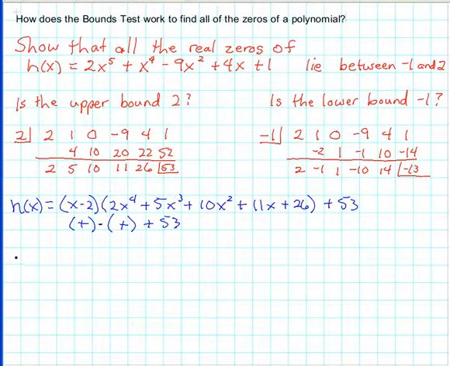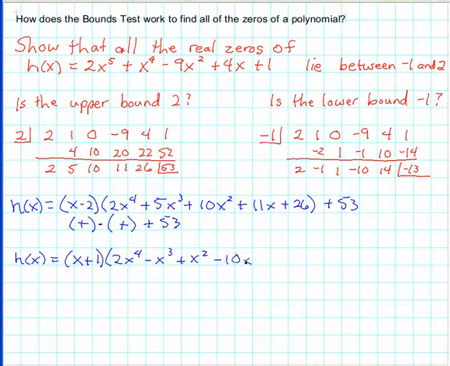Let's try the same thing with the lower bound. h of x equals, this -1 becomes a factor of x minus -1. And I have a factor of 2x to the fourth minus x cubed plus x squared minus 10x plus 14, minus 13. Okay, well, let's think about this.